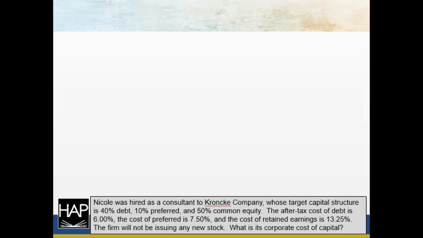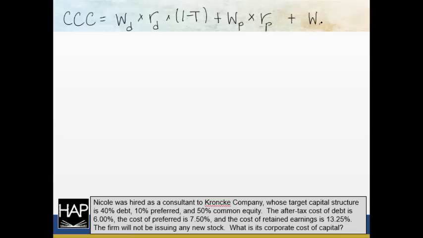In order to solve for the corporate cost of capital for this company, I can use the formula which states that the corporate cost of capital is equal to the weight of debt multiplied by the rate of debt, which is the cost of debt, and then multiply that by 1 minus the tax rate. This would give us the after-tax cost of debt. Then we add that to the weight of the preferred stock in the capital structure, multiplied by the rate, or the cost of it, and then add again the weight of the common equity times the rate, or the cost of the common equity.